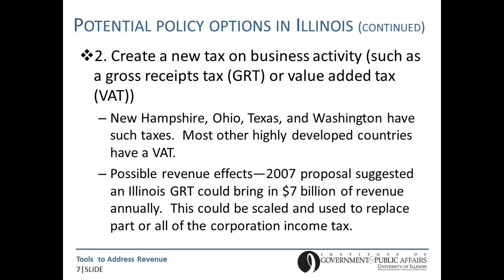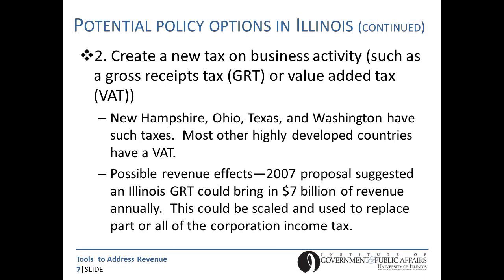An alternative option, a much bigger and more dramatic option, would be to create an all-new tax, such as a gross receipts tax or a value-added tax. These are taxes that some other states have. New Hampshire, Ohio, Texas, and Washington have some kind of tax such as this. Most other highly developed countries, and most countries in the European Union, have a value-added tax, or VAT.